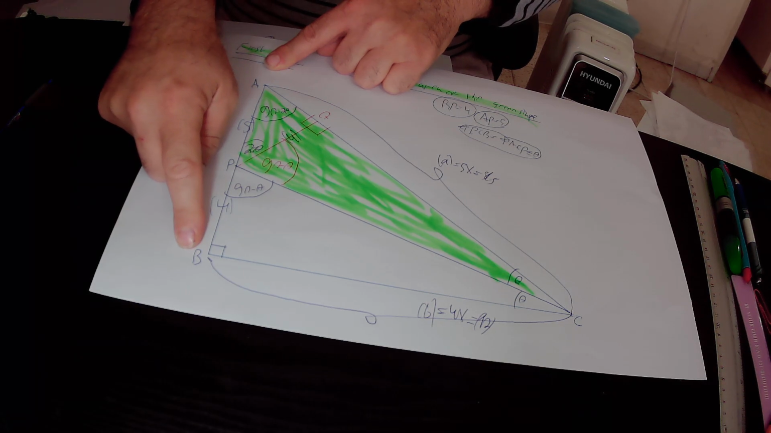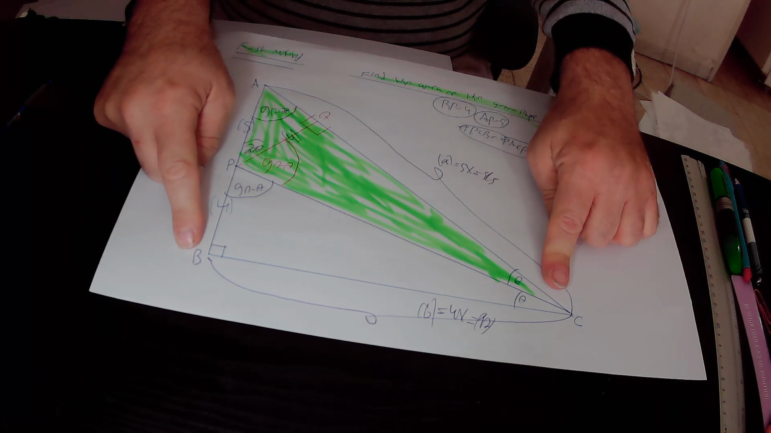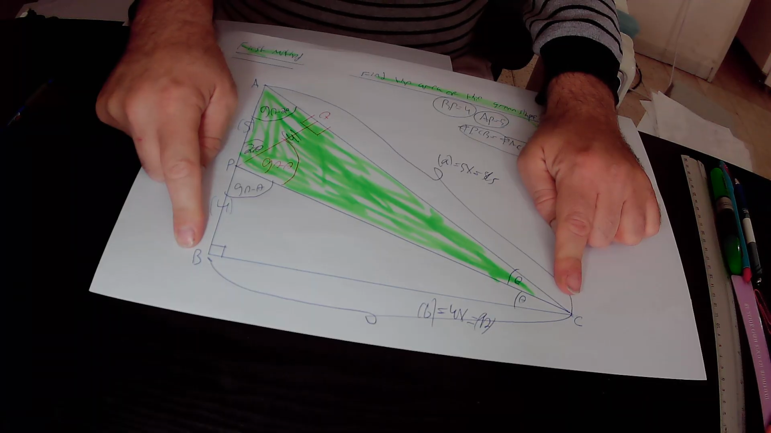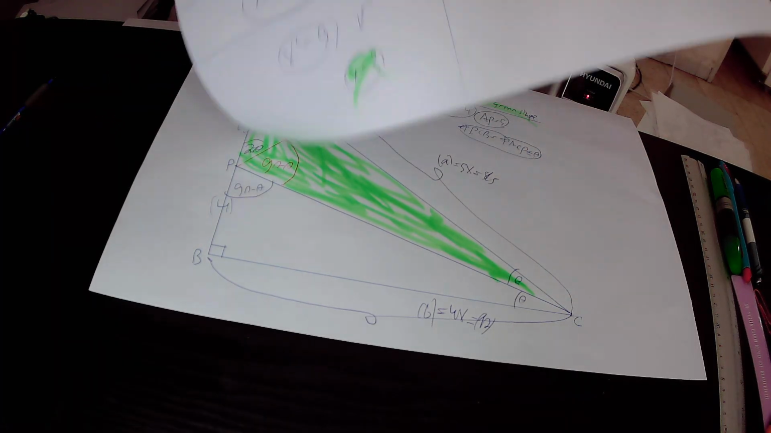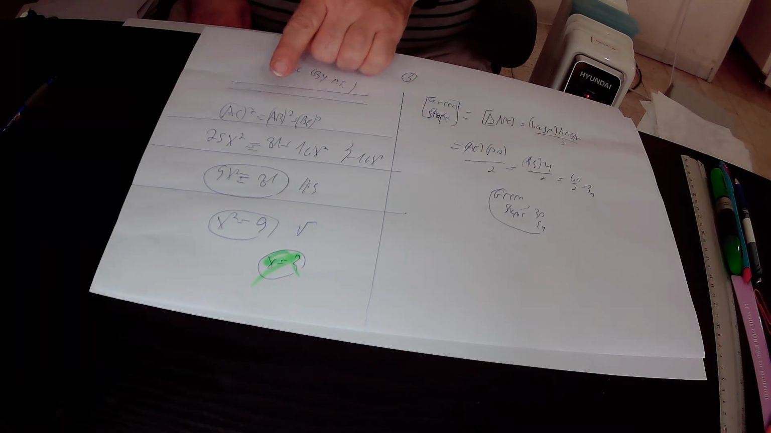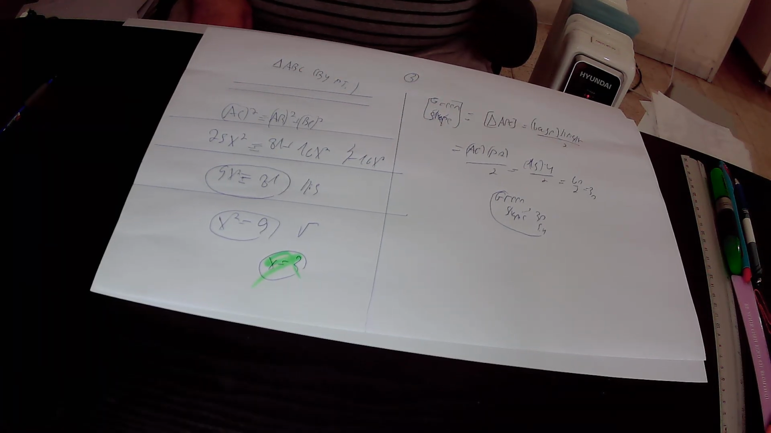Again, AB squared is 81 plus BC squared. BC is 4x. Therefore, BC squared is 4x squared. 4x squared is 16x squared. So in total, we found out that 25x squared equals 81 plus 16x squared.